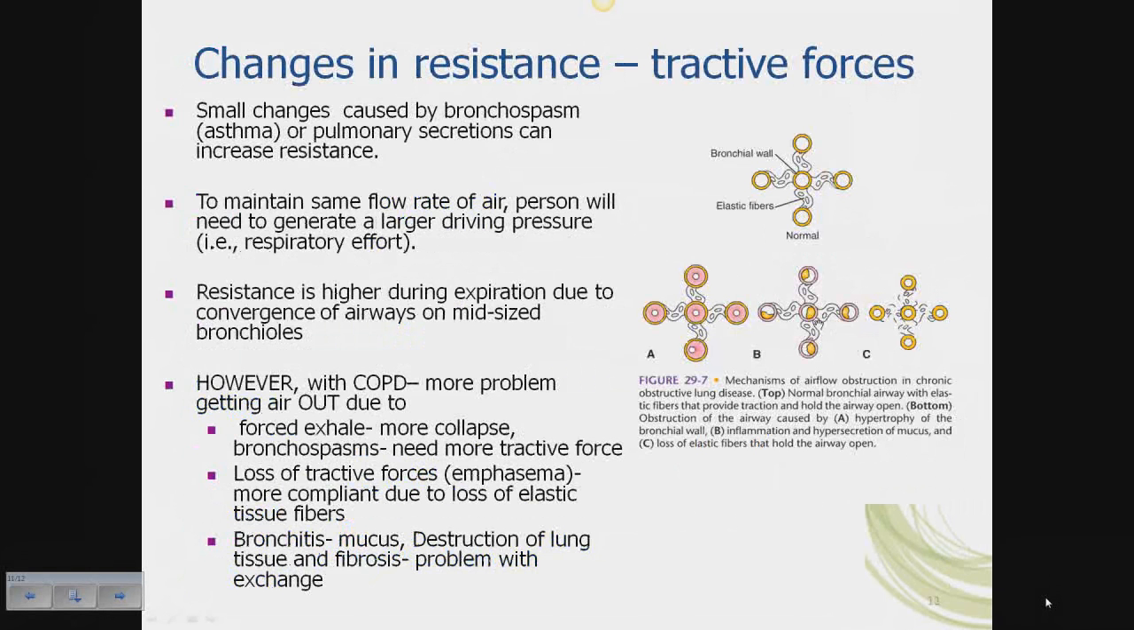Alright, so I want to talk about changes in resistance so that the lung can change volume, so that it can change pressure. And this discussion has everything to do with attractive forces, which is actually discussed in chapter 29.